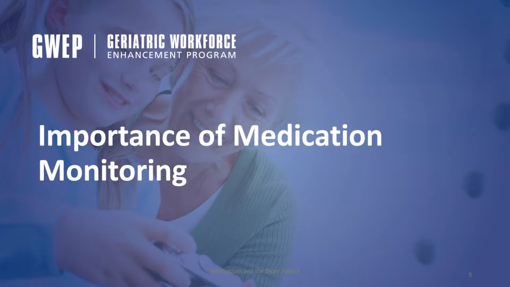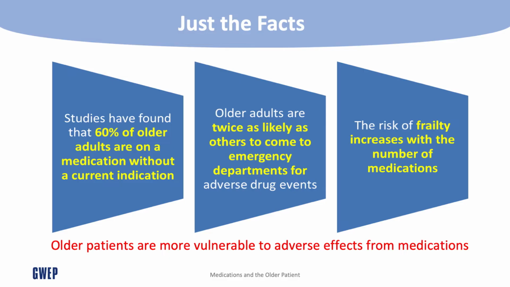Some facts that I think are important to realize about older patients and medications. First, about 60% of older patients do have a medication on their medication list that does not really include an indication. So we have quite a bit of medication overuse in our older population. Second, we know that older patients are twice as likely to go to the emergency room for an adverse medication event. So these medications actually do cause our patients some harm.